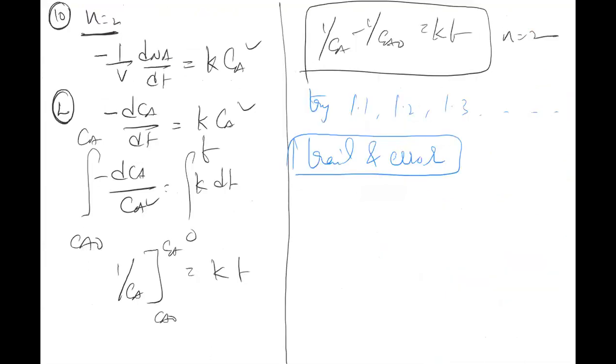So basically what you are doing in integral analysis is, you take some order, n equal to 1, you derive a model, and you check against the experiments, whether it is matching or not. Then take n equal to 2 and check. Like this, you have to try many steps. So we'll solve one problem.